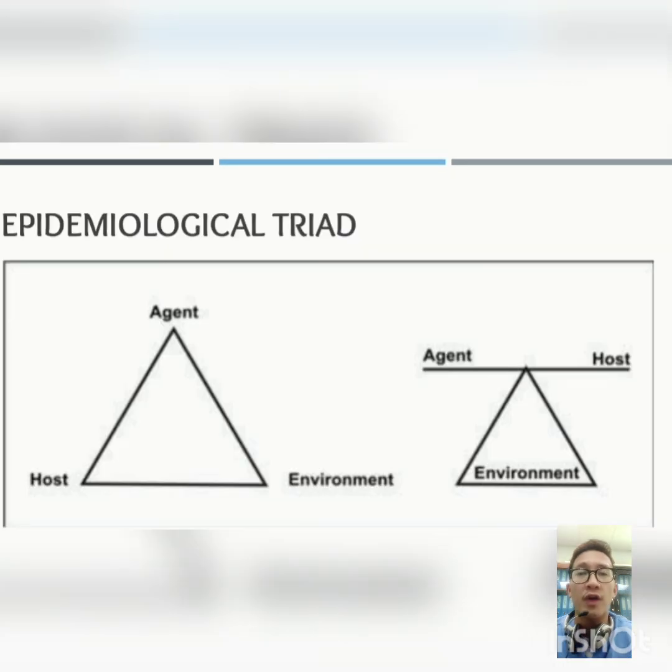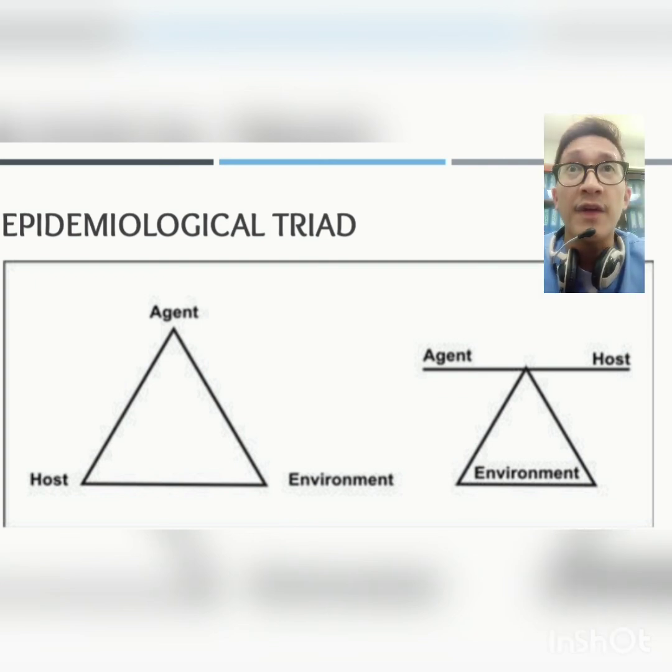The last slide for this part is the epidemiological triad. It is a model for depicting disease causation, and it consists of an external agent, a susceptible host, and an environment that brings the host and agent together. Infectious agents are microorganisms that have the ability to cause disease, like viruses, bacteria, and parasites.